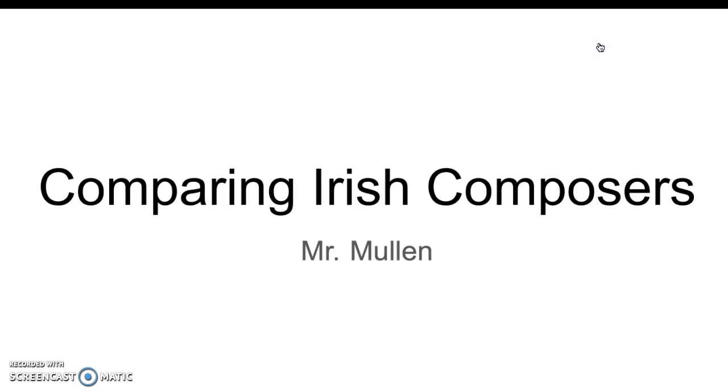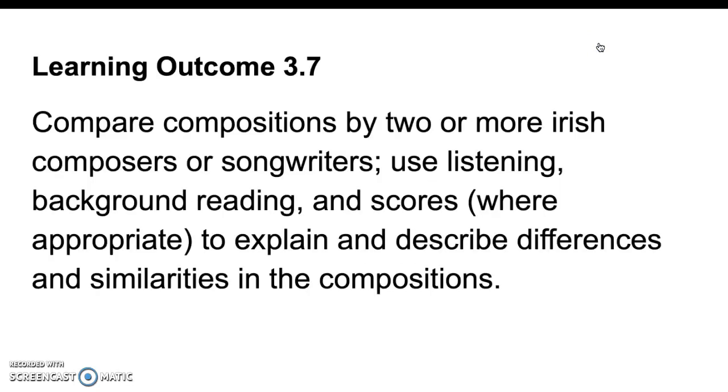Okay, guys, so we're going to compare Irish composers here, and this is part of your junior cycle syllabus, and this is one of the learning outcomes. So, learning outcome 3.7 to be specific. So, we need to compare compositions by two or more Irish composers or songwriters, use listening, background reading, and scores where appropriate to explain and describe differences and similarities in these compositions.